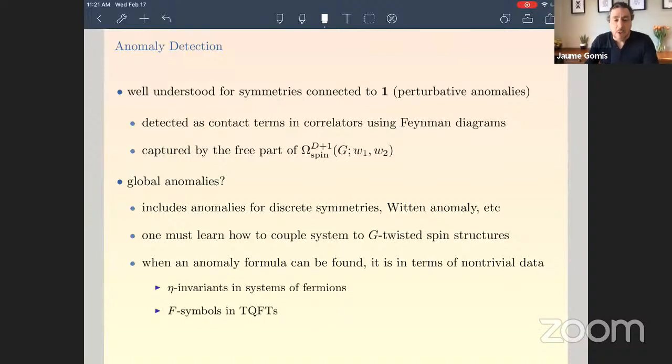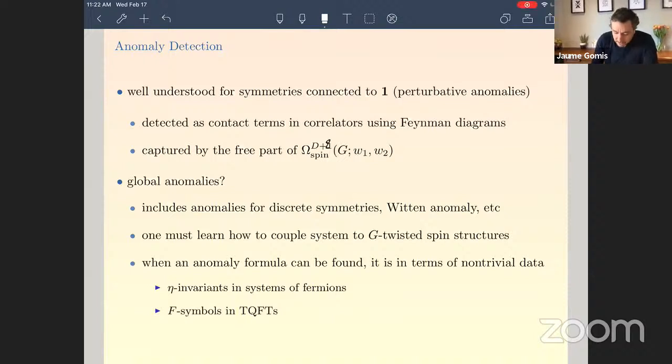So for perturbative anomalies, yeah, let me correct this. That's great. Okay. But what about global anomalies? These are much more subtle, and in particular they include anomalies for all discrete symmetries and the Witten anomaly, etc. In principle, the official answer is that you couple your system to G-twisted spin structures, if you know how to do that, and then you see how things transform as you make a background gauge transformation. But this is complicated, and sometimes it's not even clear how to do. For example, it's not really known in detail how to couple unoriented spin TQFTs to unoriented manifolds, stuff like that. So even setting up the problem of how to detect the anomaly is very subtle for global anomalies.